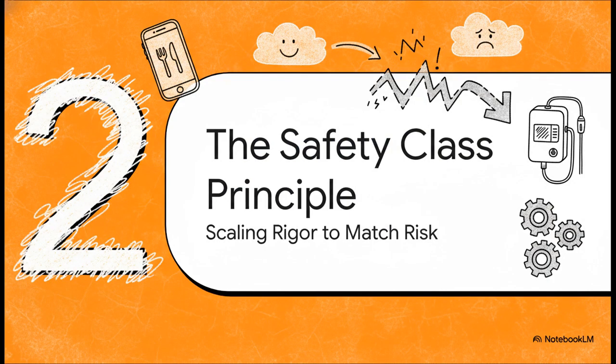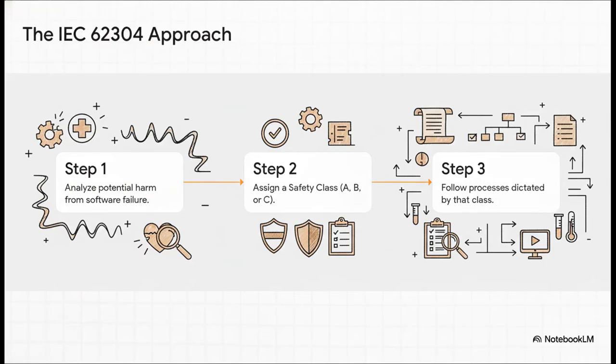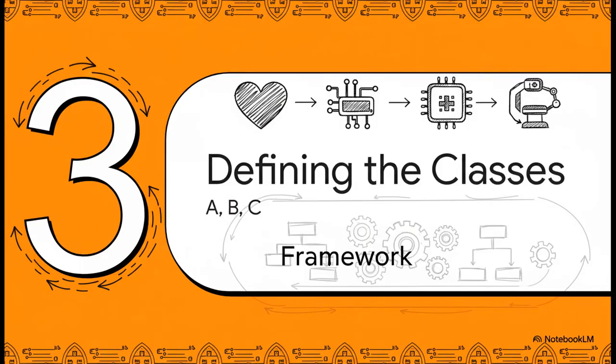So here's the absolute genius of the IEC 62304 standard. It gets that not all medical software is created equal. I mean, an app that just shows you the hospital cafeteria menu is worlds apart from the software that controls an insulin pump. It just makes sense that the process you use to build them shouldn't be identical. The standard lays out a really clear three-step approach. First up, your team has to analyze the absolute worst-case scenario. What's the potential harm if the software fails? Then, based on that, you assign one of three safety classes. And finally, that class, A, B, or C, tells you exactly what development processes, what documentation, and what testing you have to do. All right, so what exactly are these classes?